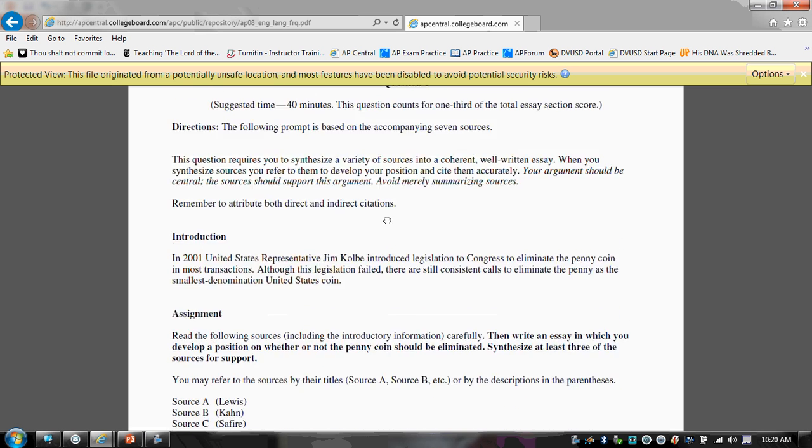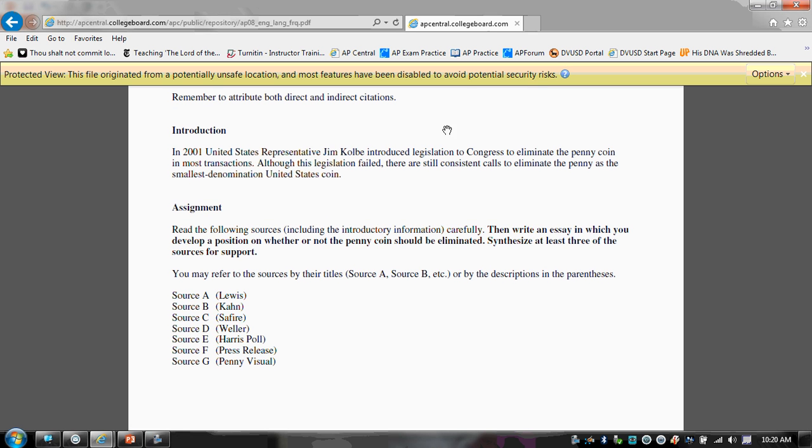Now, most of the synthesis essays will come with an introduction, which again we'll go through tomorrow, and then you'll have the assignment listed, and then you will see all of the sources listed at the very bottom. Now, you are to develop a position on whether or not the penny coin should be eliminated. Synthesize at least 3 sources for support. So over the next couple days, we're actually going to be discussing this prompt. We're going to break it down to a complete understanding of how you would approach this prompt. But as you can see, we're looking at making a stance. You have to defend or challenge the penny being in circulation.